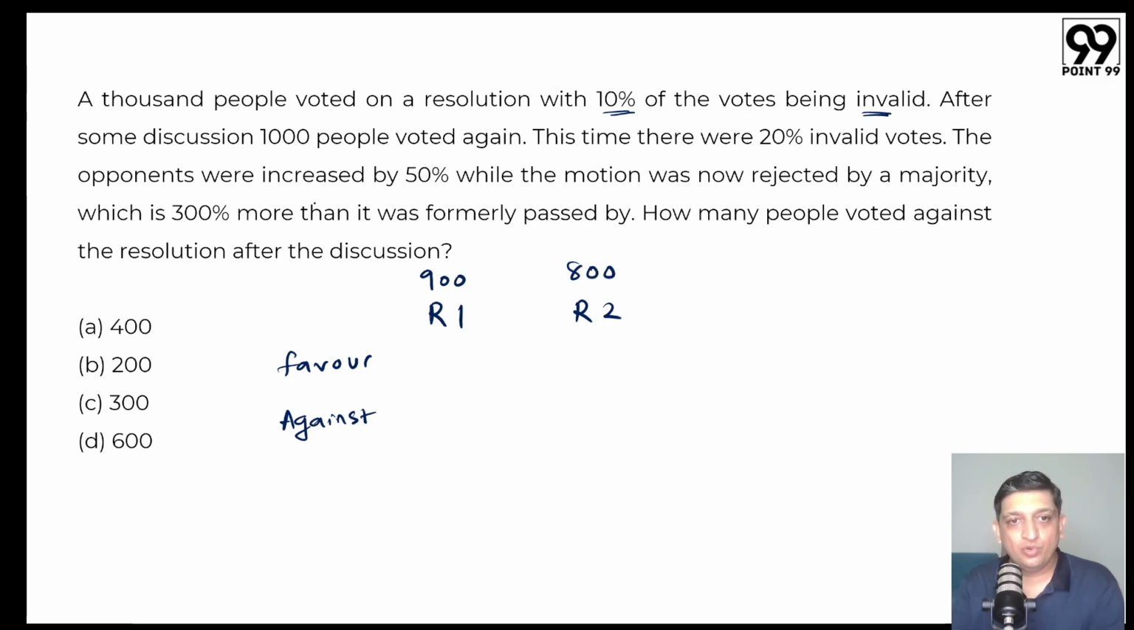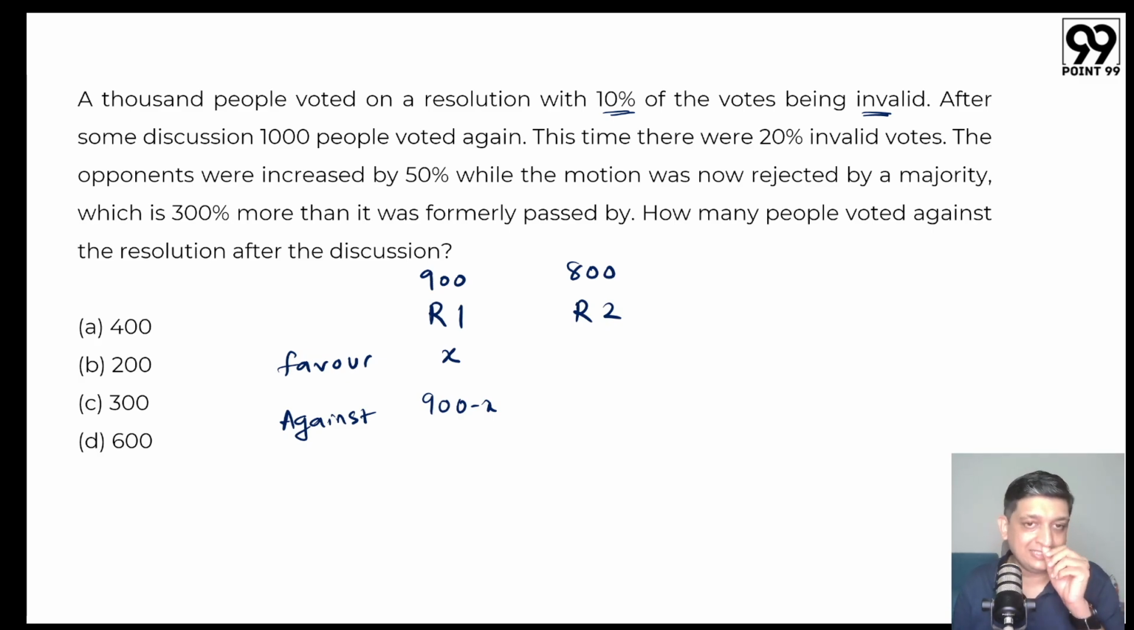Now we know that there is something happening from 1 to 2. So let's say, for example, in the first case, X people voted in favor of the resolution in the first round, which means that 900 minus X people would have voted against this particular resolution. There is no one who is voting both in favor and against. There are people who are voting in favor or they are not voting, which means they're against the resolution.